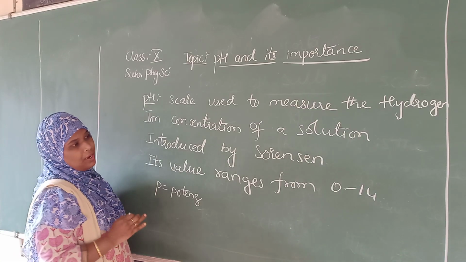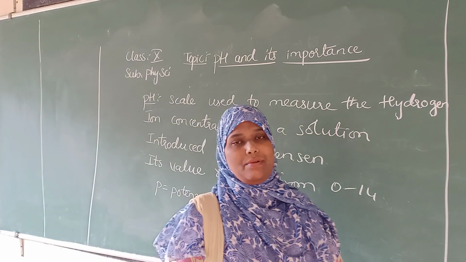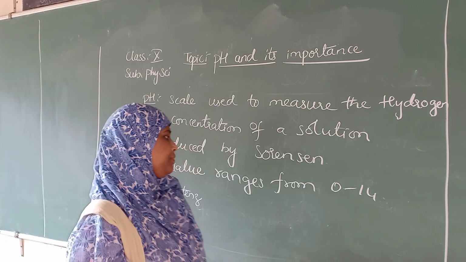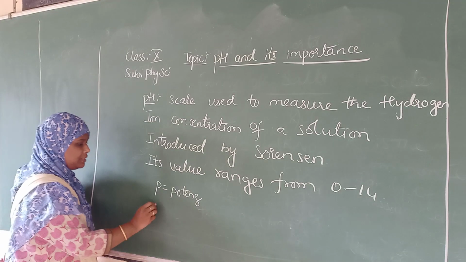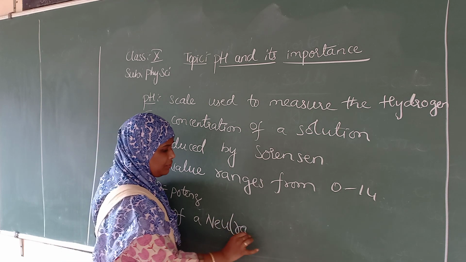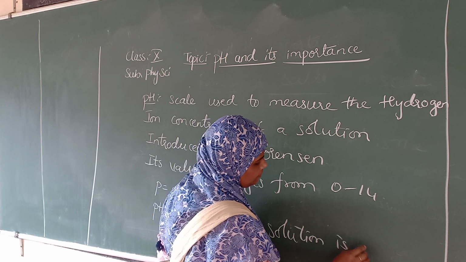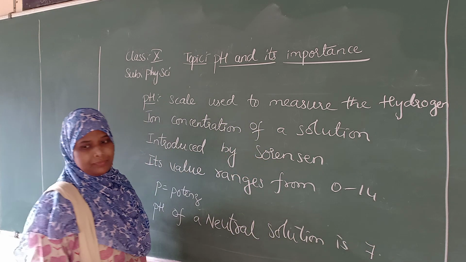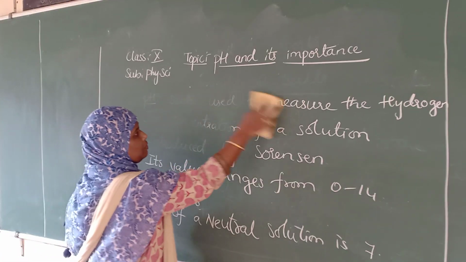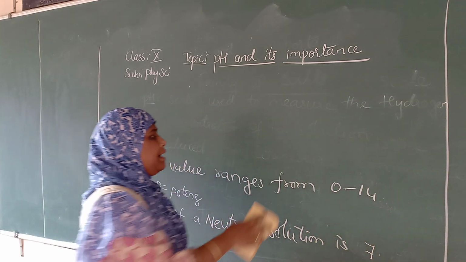Now let us see how pH is different for different types of solutions, or how we can come to know the nature of a solution depending upon the pH value. The pH of a neutral solution, for example water, is 7. And values below 7, that is from 0 to 7, are acidic in nature.